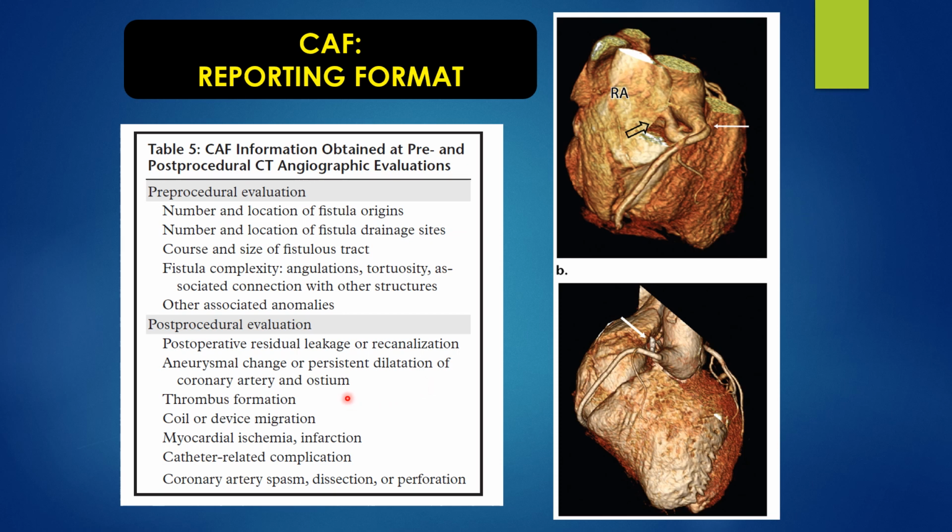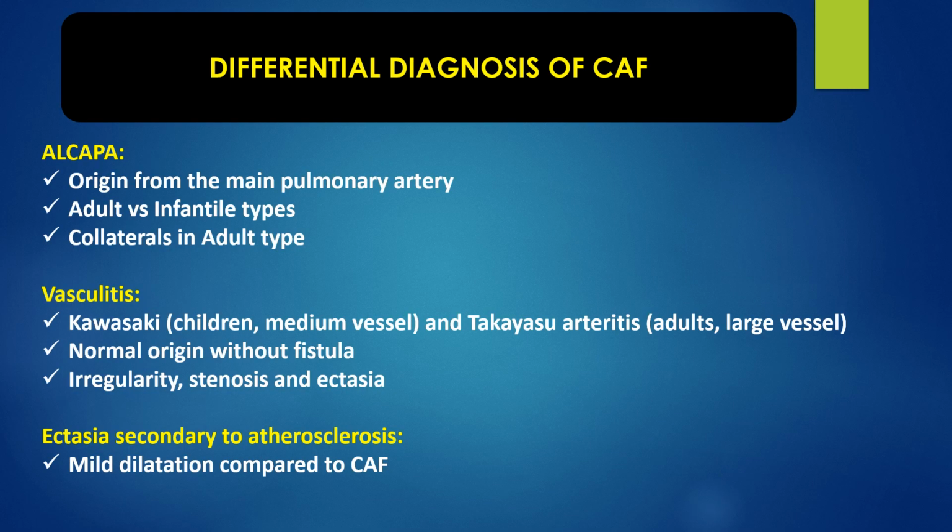dilatation, thrombus seen in the aneurysm, coil or device migration, myocardial ischemia, complications of the coronary artery fistula, any dissection and perforation. Here we are able to see a coronary artery fistula which is going and joining the right atrium. Post-procedure, after excision, we are able to see it is of normal caliber with normal caliber of the distal branches.